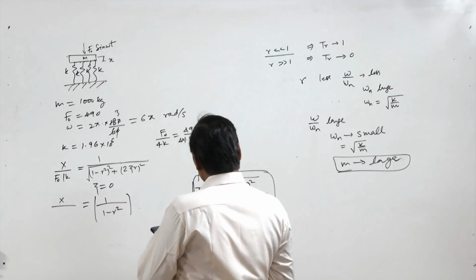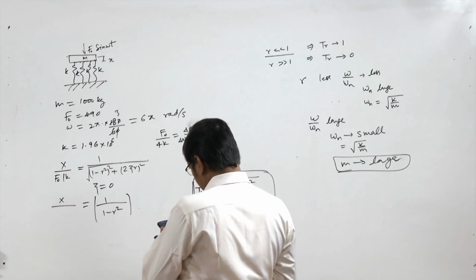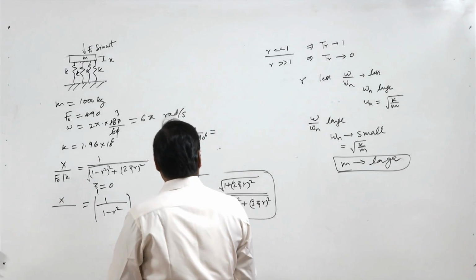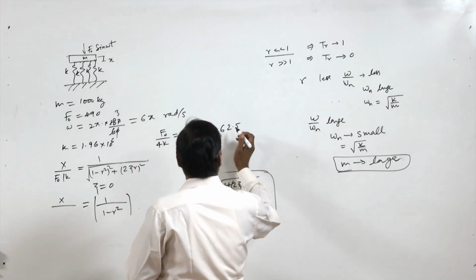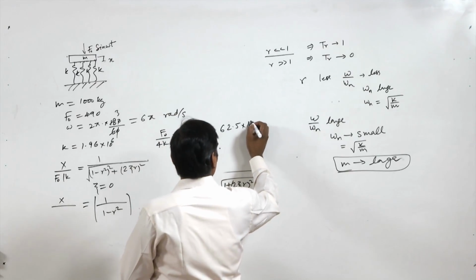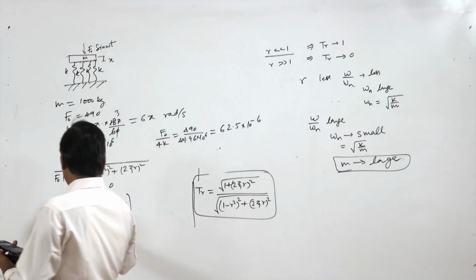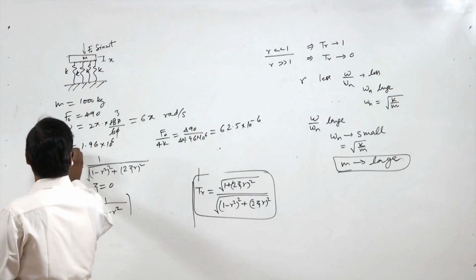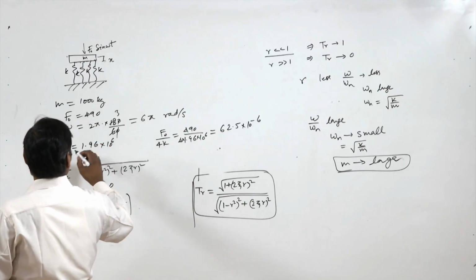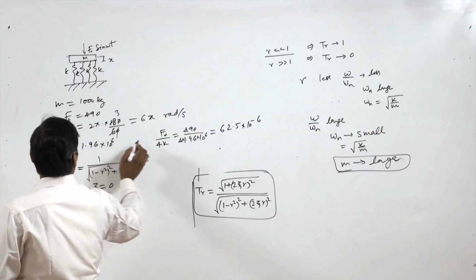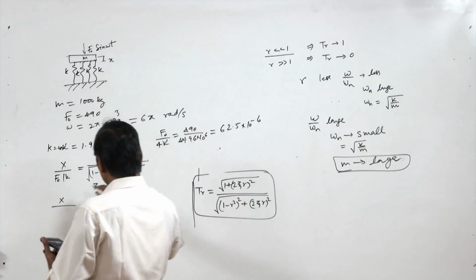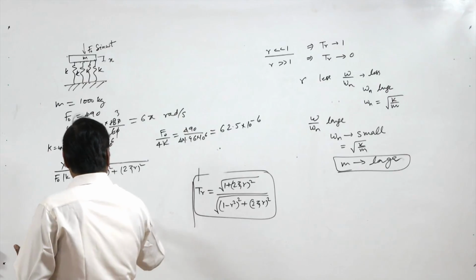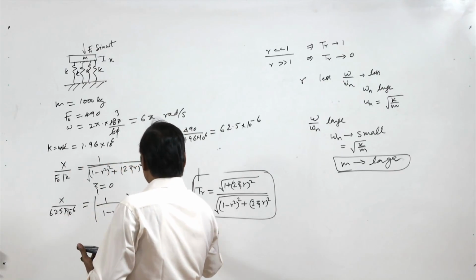So 4 into 1.96, it is 62.5 into 10 power minus 6. So here we say k dash equals 4 times k. So this is 62.5 into 10 power minus 6 and then 1 upon 1 minus r square.